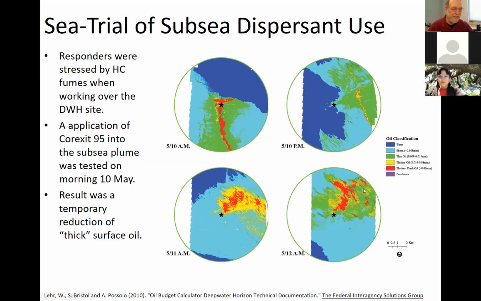And so this was an early test that was performed on the 10th of May. And they did this because the oil layers were so noxious and so thick that the workers on the platform were suffering health effects. And so they had to start using dispersants. But eventually they decided they could use dispersants over a large scale.